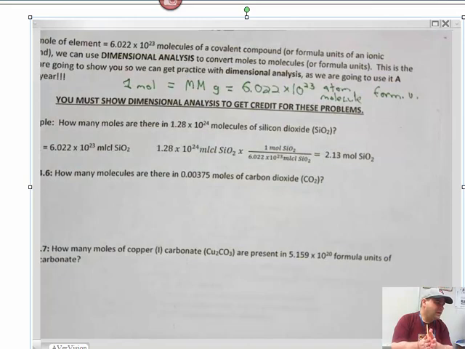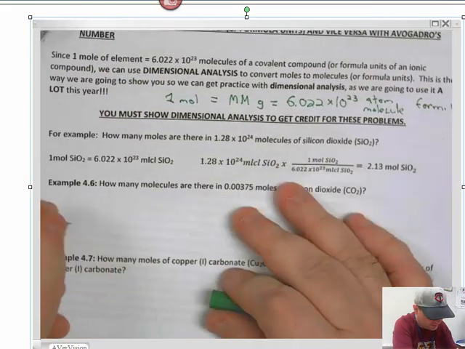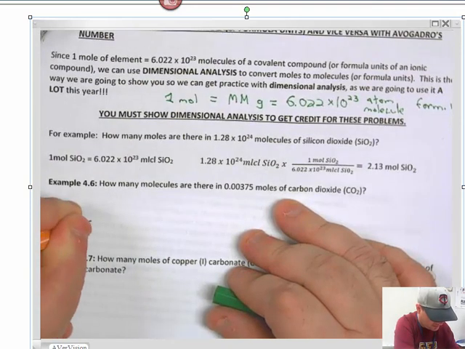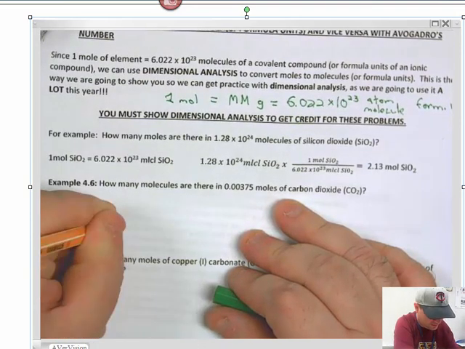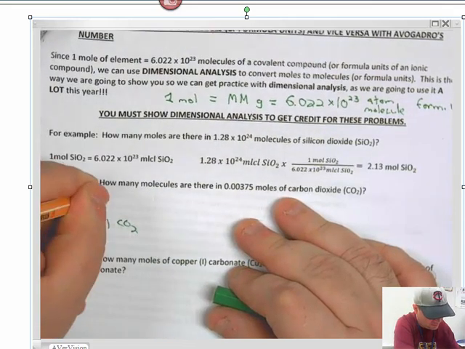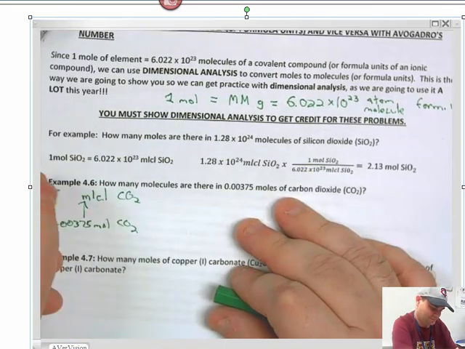So, how many molecules are there in 0.00375 moles of carbon dioxide? So in this problem here, we are starting off with 0.00375 moles of carbon dioxide. We are converting to molecules of carbon dioxide.